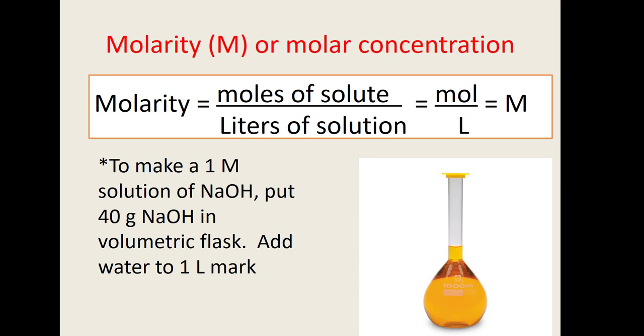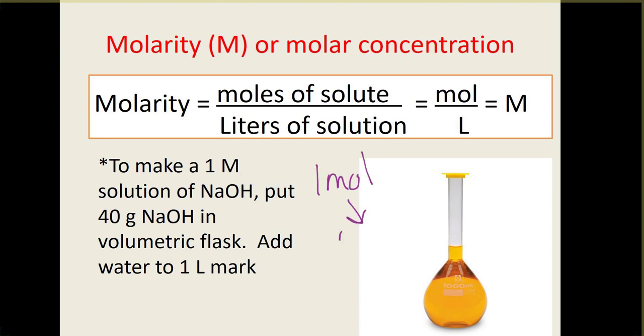So to make a 1 molar concentration solution of NaOH, I would put 40 grams of NaOH into a volumetric flask. That 40 grams is 1 mole. And I know this because if you add up the molar masses on the periodic table, 1 sodium, which is 23, plus oxygen, which is 16, plus 1, which is hydrogen's molar mass, I would get 40 grams.